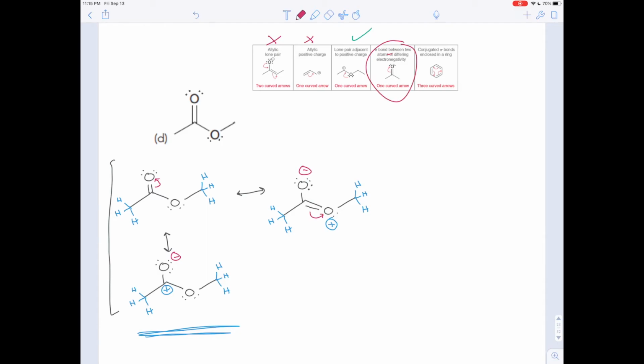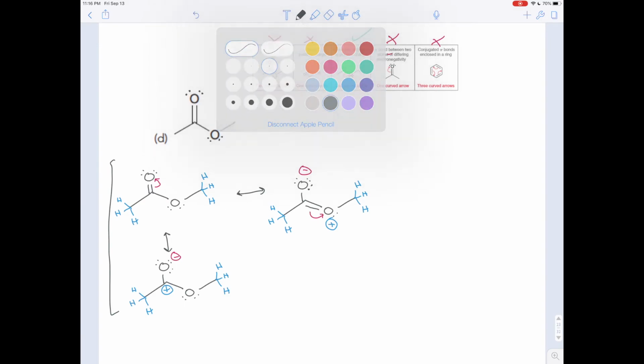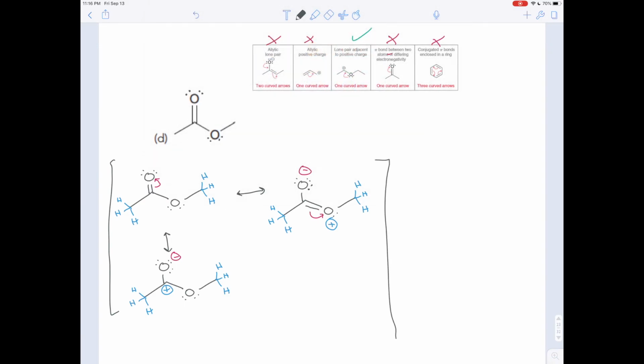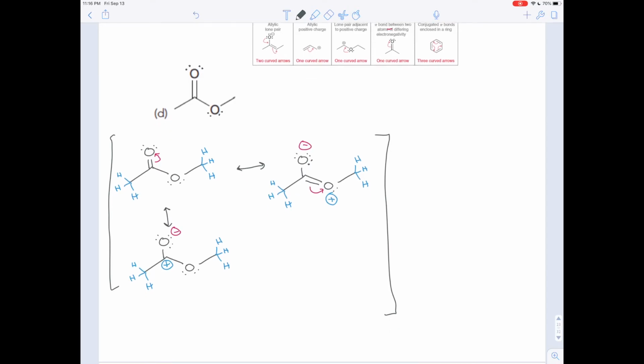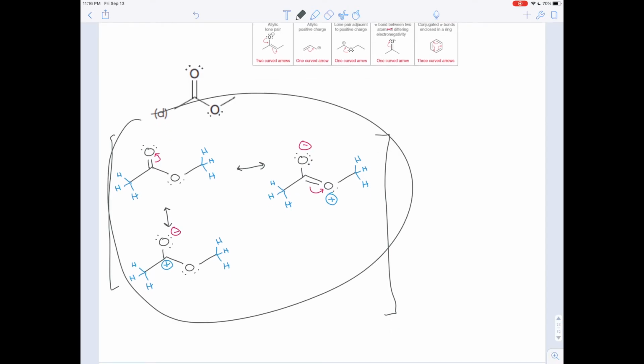How about the 4th pattern? Do we have a pi bond between atoms of different electronegativity? No, there's no double bond there, so there are no pi bonds there. And how about conjugated pi bonds in a ring? No, we don't have a ring. So these are the 3 resonance structures for this molecule. And that just means you have 3 resonance structures, so there's a lot of resonance there. That means that the molecule is really stable and also rigid. And the true structure never looks like any individual one of these structures, it's the average of them all.